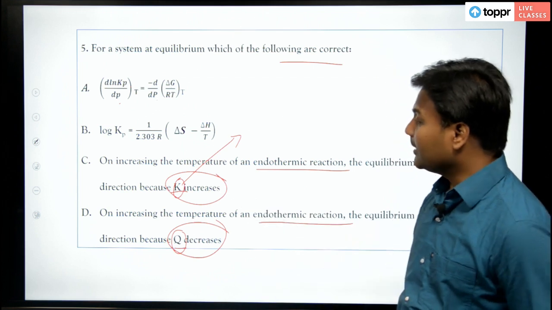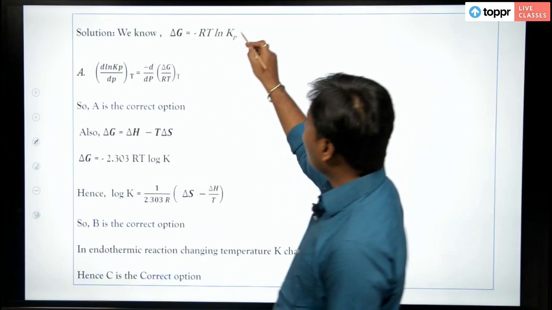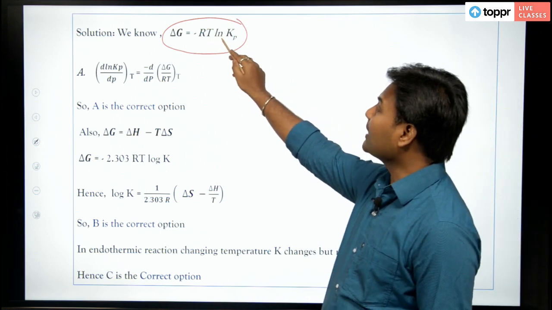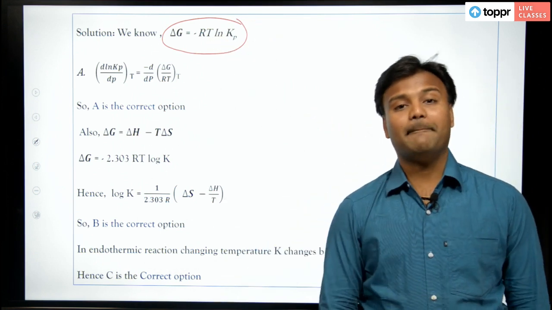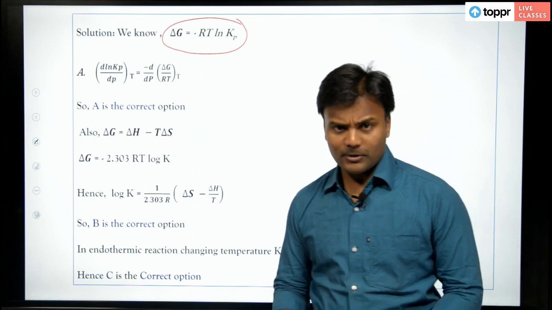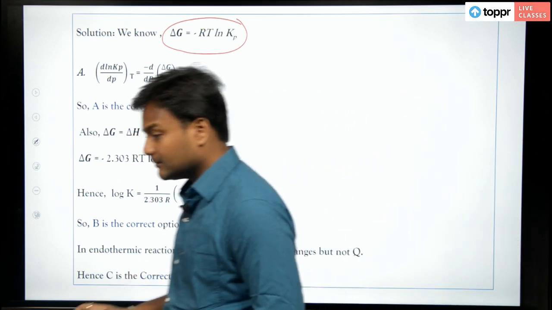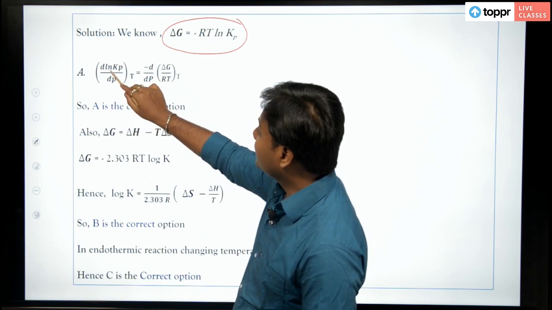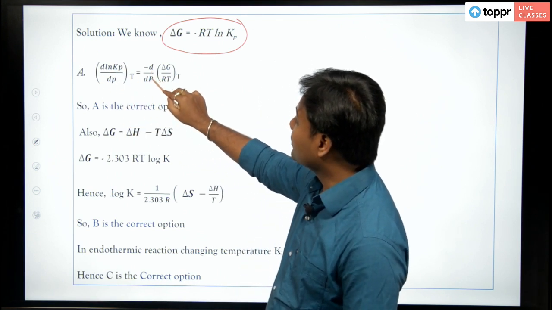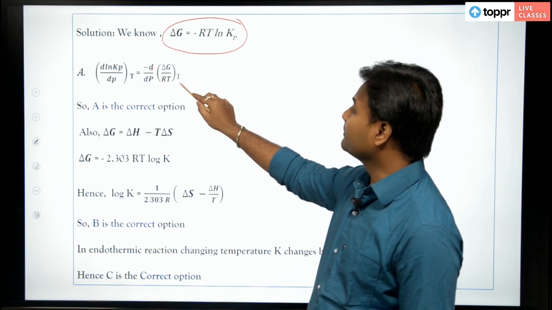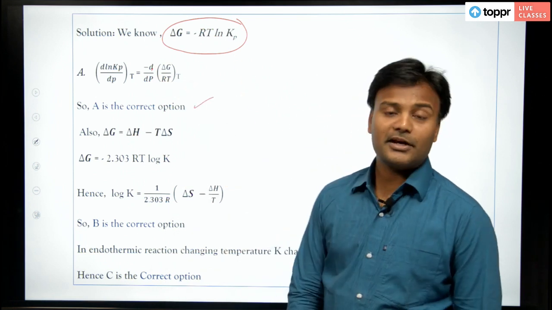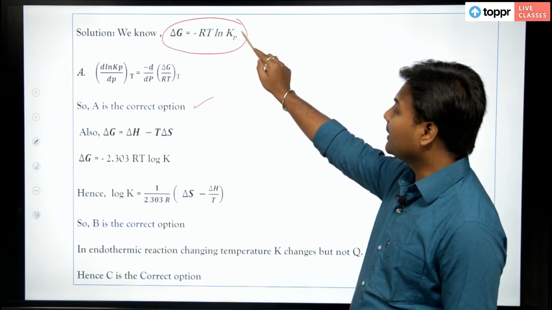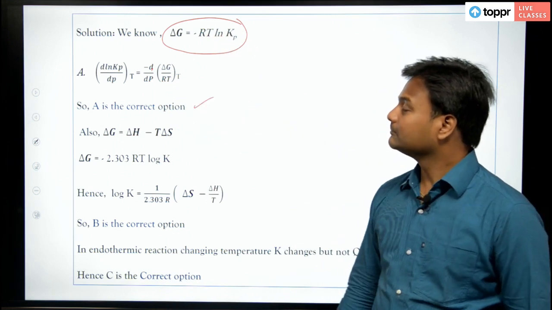So, here look at this. We already know delta G equals to minus RT natural log Kp. This is the formula delta G, right. So, you have d ln Kp by dT equals to differentiation of this one. So, I can say B is the correct option. Look at this, RT ln Kp here.